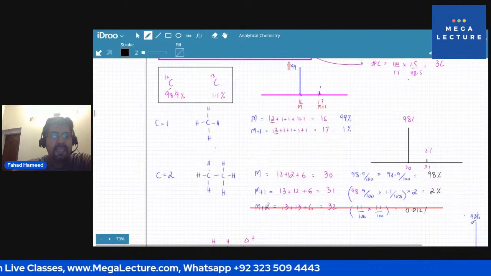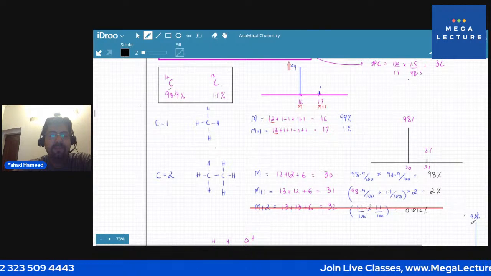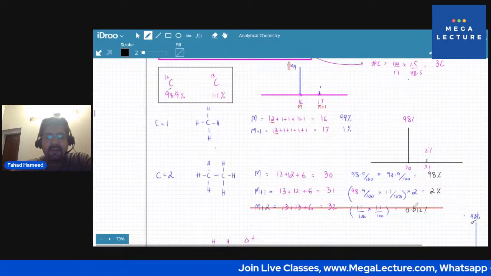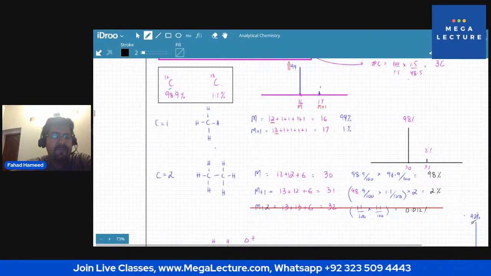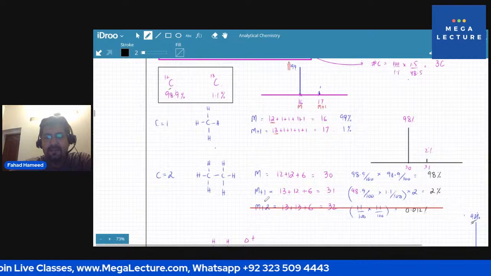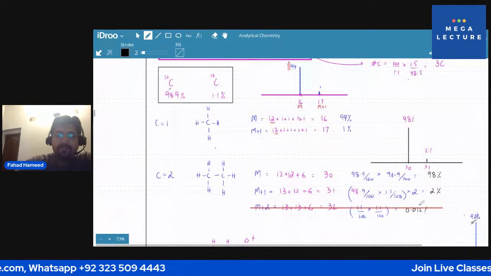We don't talk about the M plus 2 peak because the probability of getting the M plus 2 peak is very, very low. I mean, both of them as 13, that's 1% into 1%. That's hardly detectable. That's a very low probability. So we won't be detecting any particles with M plus 2 because the probability is extremely low.